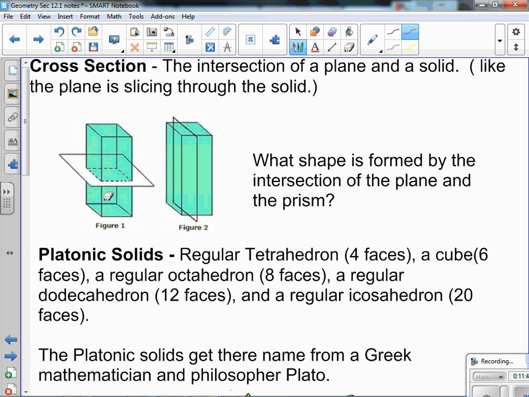So if we look at this first one, we have got a rectangular prism being cut straight through horizontally. And so the shape that's formed in figure 1 would be a square. Figure 2, the plane is cutting through vertically, straight through it vertically. And so that one is going to give us a rectangle for the cross section.